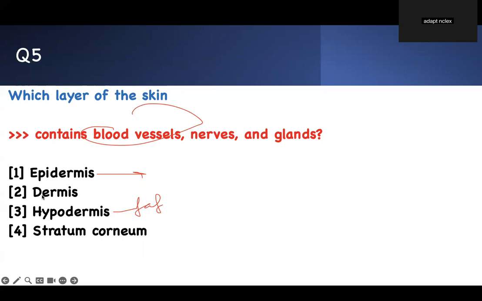Dermis is where most of the vessels are located. Sensation, you can feel, the nerves and the glands, the sweat glands, they are all in the dermis. The stratum corneum is part of the epidermis, but it's the dead layer of the epidermis. That's why our dead skin usually flakes off and comes out. So that's that one. The right answer is the dermis.